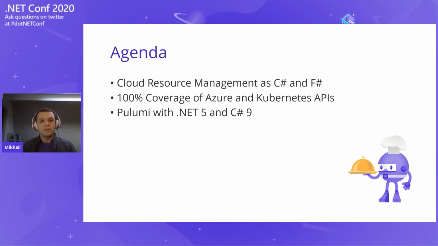Two, you can get access to the full API surface of Azure and also Kubernetes if that's your jam. You don't have to use Kubernetes, but if that's your case, you can use both of them at the same time with Pulumi. And then three, my demo will show that Pulumi works as of today with all the greatest and latest tech: .NET 5, C Sharp 9, F Sharp 5.